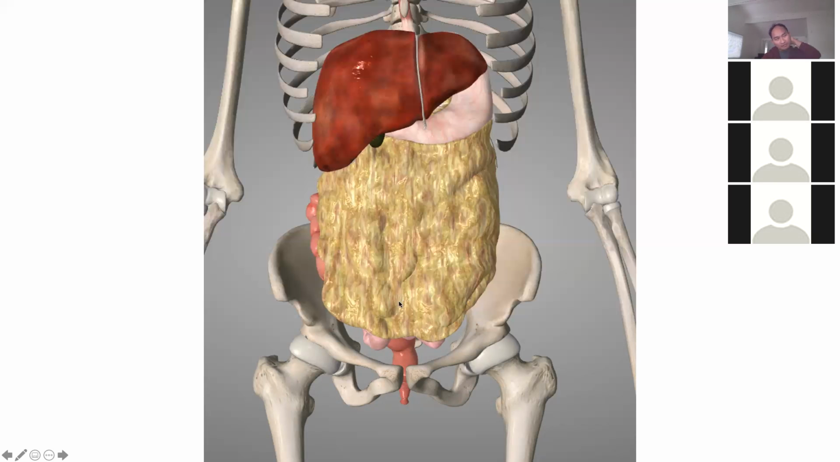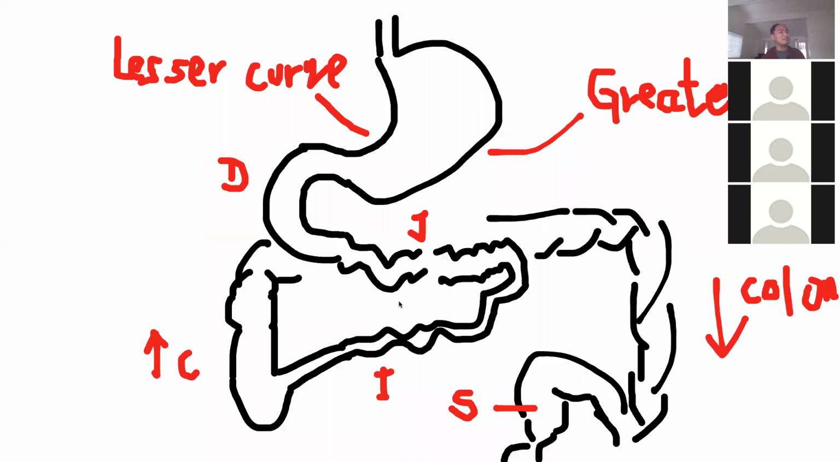What we have to do is lift up the omentum. Hey, just go away, lift it up. I want to see the intestine inside the abdomen. And now if we lift it up, that's what we are going to see. Ha ha ha. Not a good drawing, but yay.